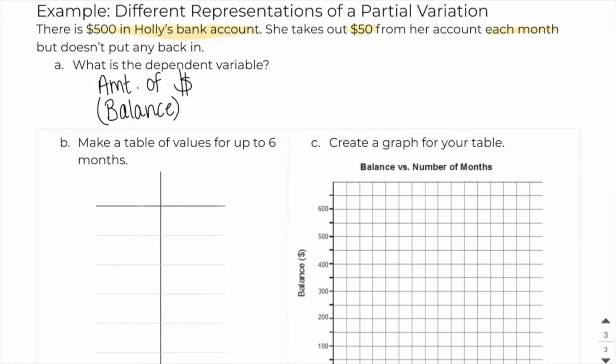So make a table of values for up to 6 months. Right here, we're going to say time in months and balance in dollars. It's really important that we always put 0 here to see what our corresponding Y value will be at that point in time. And we know at the beginning of this situation, she had $500.